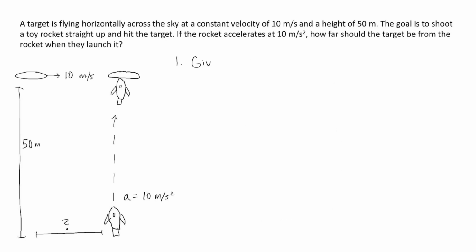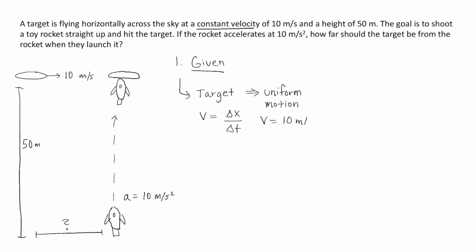We always start by looking at what was given. Let's start our discussion with the target. The target is moving with uniform motion, and I know this because it's moving with a constant velocity. Because the target is moving with uniform motion, we can use the uniform motion equation, which says v is equal to delta x divided by delta t. We know the velocity of the target is 10 meters per second, and delta x is actually what we're solving for. It's the distance between where the target starts and where the rocket strikes it.